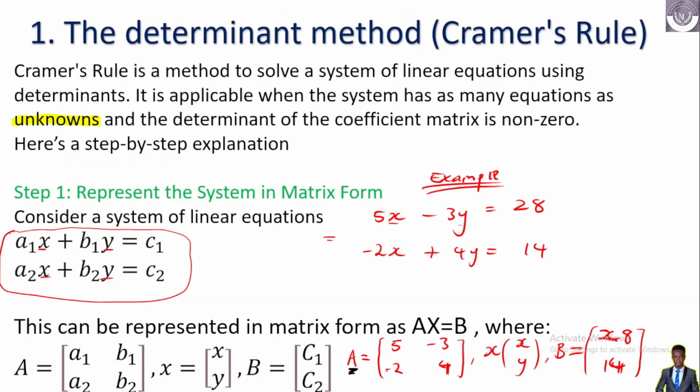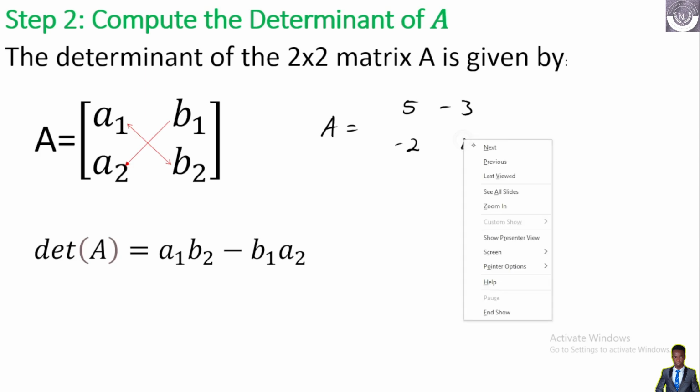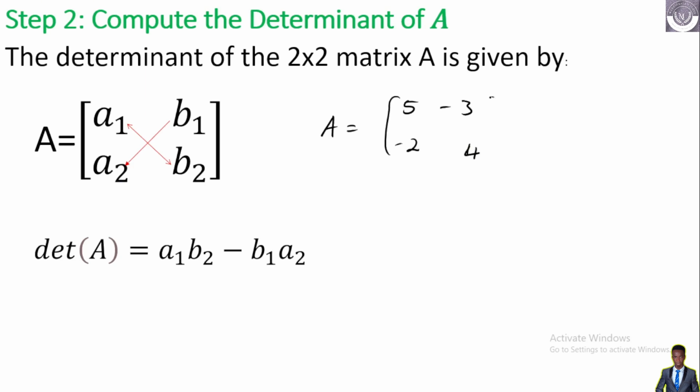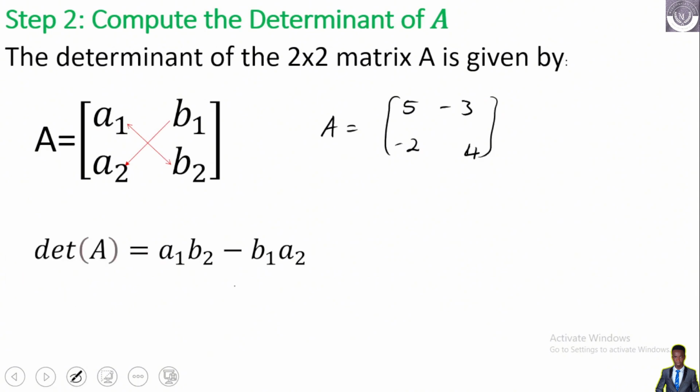let me just take the A out from the given example. So A is going to be 5, minus 3, minus 2, and then we have 4. Let me use another color. So this is the A matrix from the given example, and this other aspect is the explanation aspect. So here now, remember to find the determinant of a 2 by 2 matrix, we multiply the corresponding.